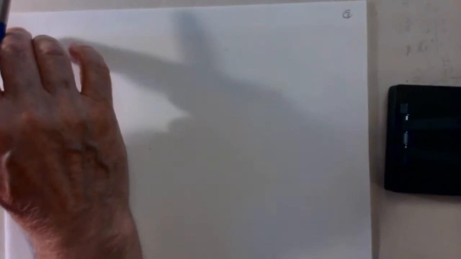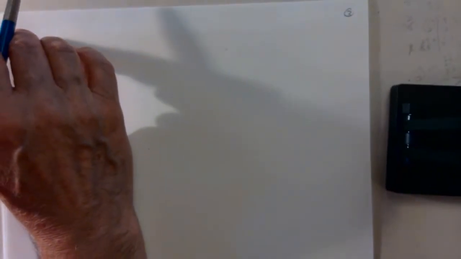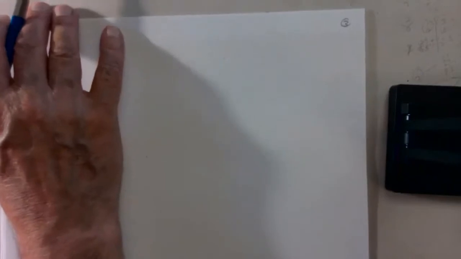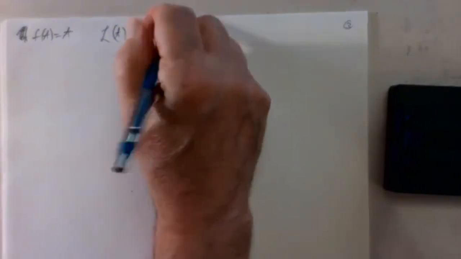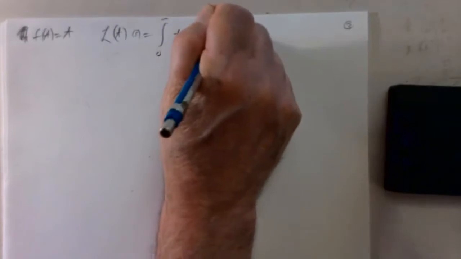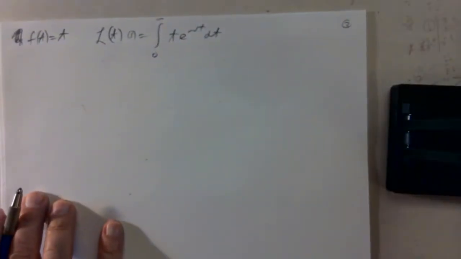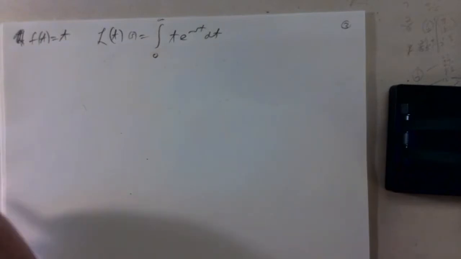Let's see. I want to just keep computing some of these Laplace transforms because it's very important. Let me do another calculation. Suppose I take the function f of t equals t. So the Laplace transform of t is the integral from 0 to infinity of t e to the minus st dt. We have to compute this integral. We can use integration by parts.